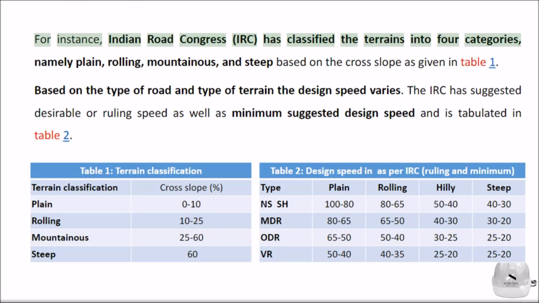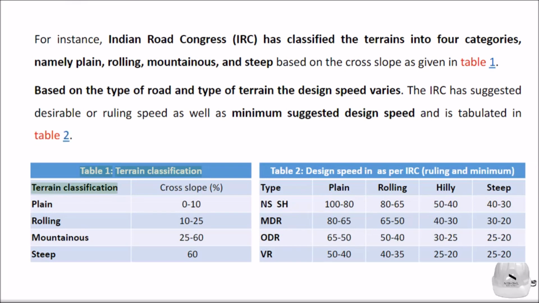For instance, Indian Roads Congress, IRC, has classified the terrains into 4 categories, namely plain, rolling, mountainous, and steep, based on the cross slope as given in Table 1. Based on the type of road and type of terrain, the design speed varies. The IRC has suggested desirable or ruling speed as well as minimum suggested design speed, and is tabulated in Table 2.